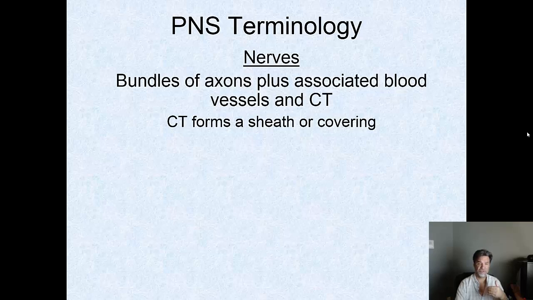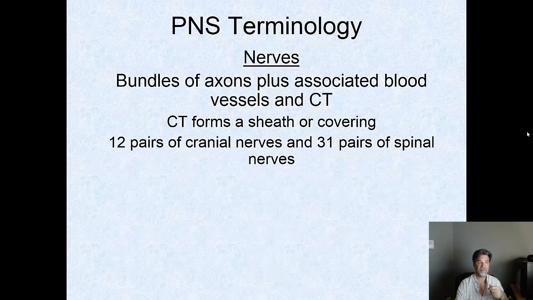So this connective tissue forms what's called a sheath around some nerves, and also at the minimum will provide some type of covering. Now, as we discussed earlier about cranial nerves and spinal nerves, there are 12 pairs of cranial nerves. You'll have to learn all those. We'll talk about them in chapter 14.